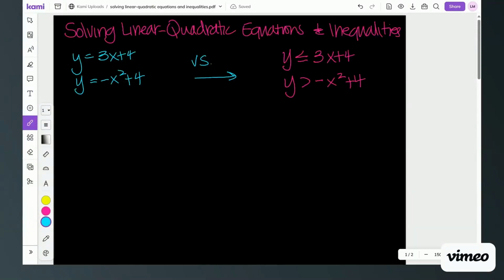Okay, so we are going to look at solving linear and quadratic equations and inequalities. So let's talk about the difference between the two. When we are looking at equations, we just want to know where those two functions intersect. So we have a line and a quadratic, so they could intersect never.